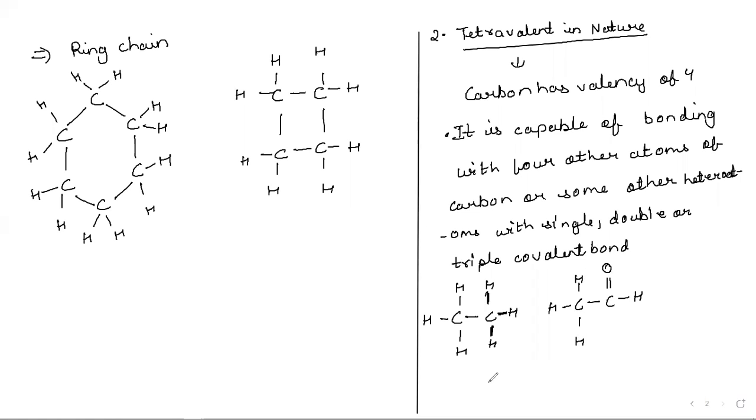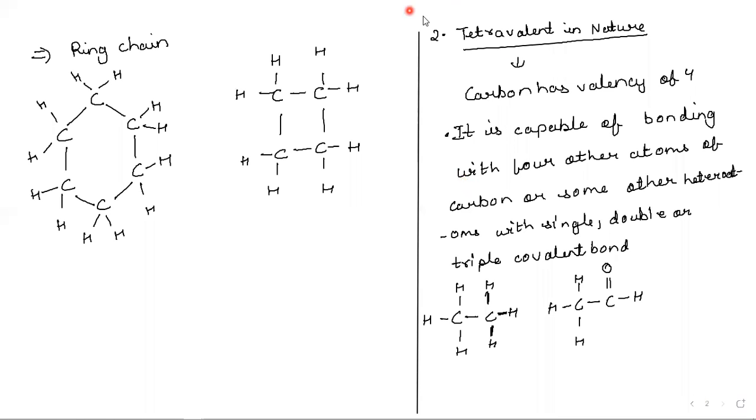So you can see over here, carbon is forming how many bonds? 1, 2, 3, 4. This carbon is forming how many bonds? 1, 2, 3, 4. So tetravalent in nature. These are the two versatile natures of carbon. That is, first is catenation, self-linkage of an atom with itself to form either straight chain compounds, branch chain compounds, or ring chain compounds. And next property is tetravalent in nature.